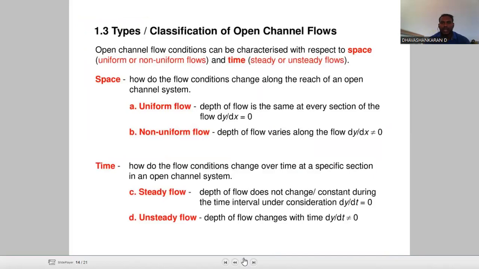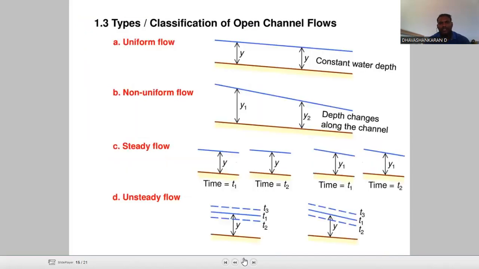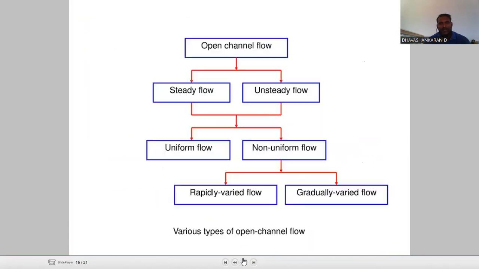Then we move into the types and classification of open channel flow. In open channel flow, we have uniform flow, non-uniform flow, steady flow, and unsteady flow. These are classifications based on time and area. Uniform flow has constant water depth. Depth changes in a non-uniform flow. Time does not change in a steady flow. Time changes in an unsteady flow.